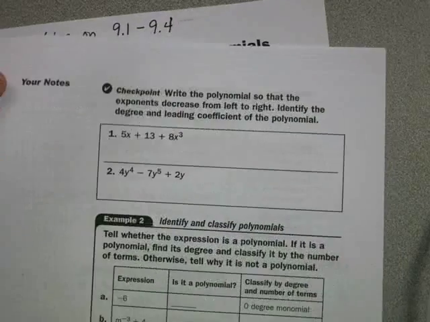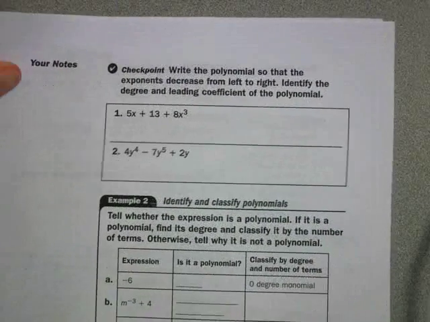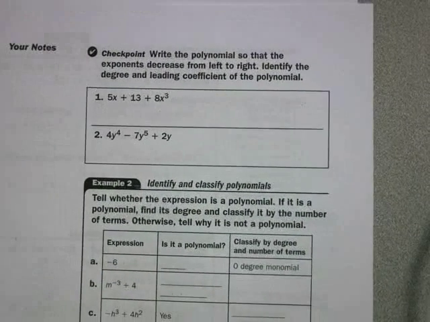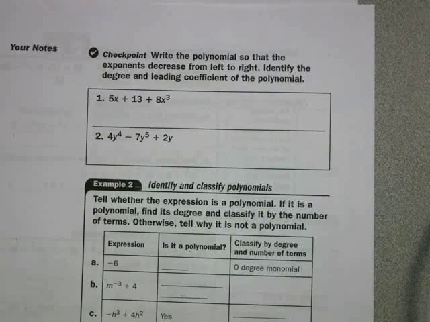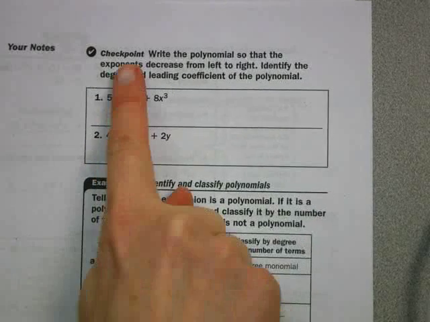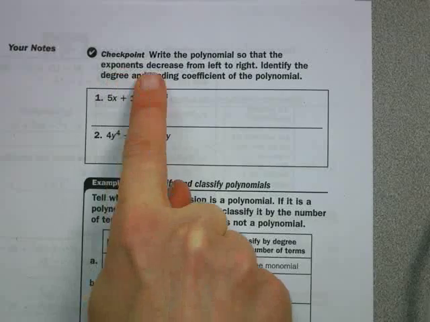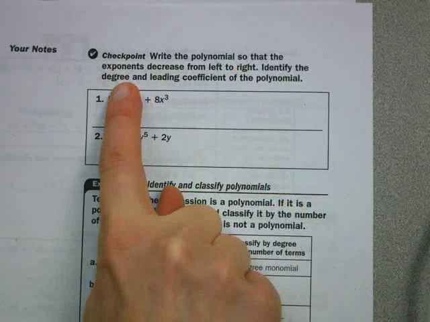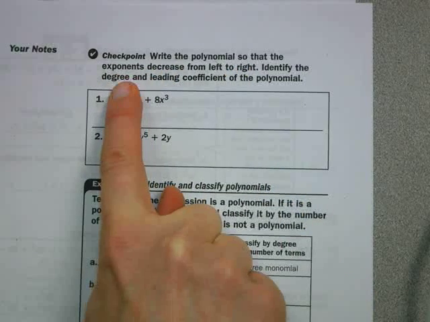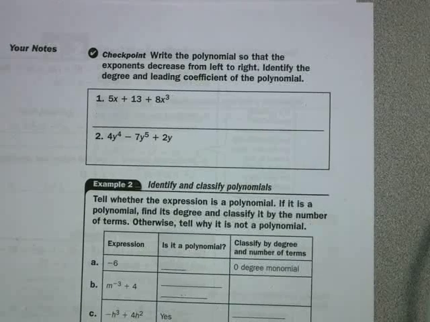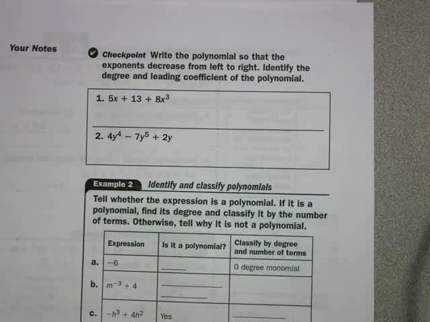Okay, the next page in your packet is actually blank here. It's blank in case we need to add in some PODs. And so then we're at the checkpoint. So what you're going to do right now is pause the video. You're going to do just what I did in my example. You're going to identify the exponents and write it so that they decrease from left to right. Then what is the degree of that polynomial, and what is the leading coefficient? So go ahead and pause and try that out, and then come back and see if you got it right.